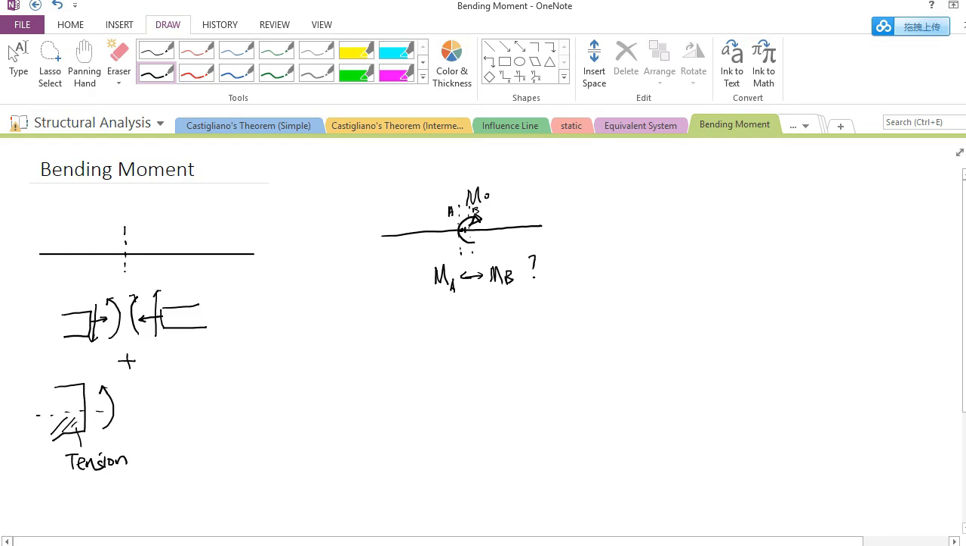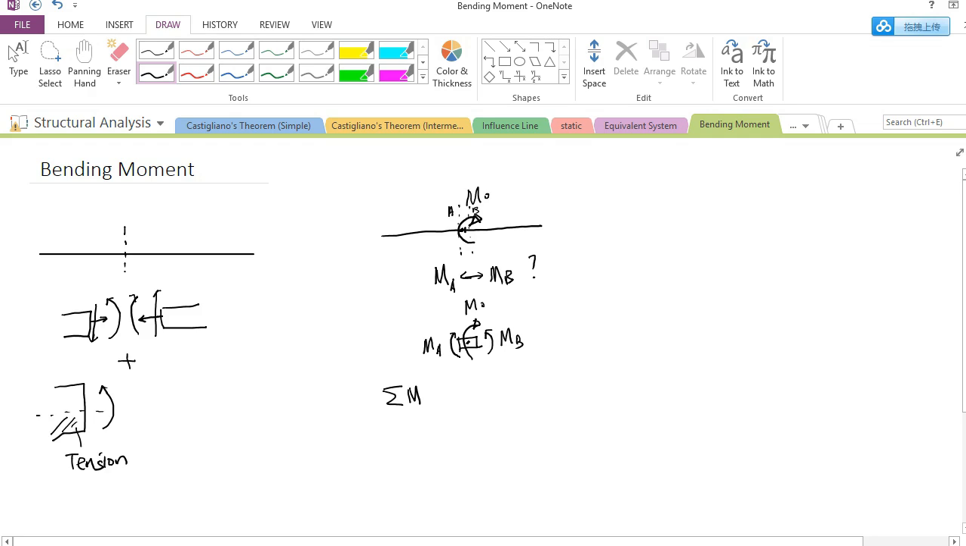If you cut this segment out, you will find something like this. This infinitesimally small segment has a concentrated external moment, we call it M naught. Let's assume that the bending moment at point A is positive, MA, because this is at the right face of the beam. When I call it positive, it means that it is clockwise. And this is the left face, this is MB.